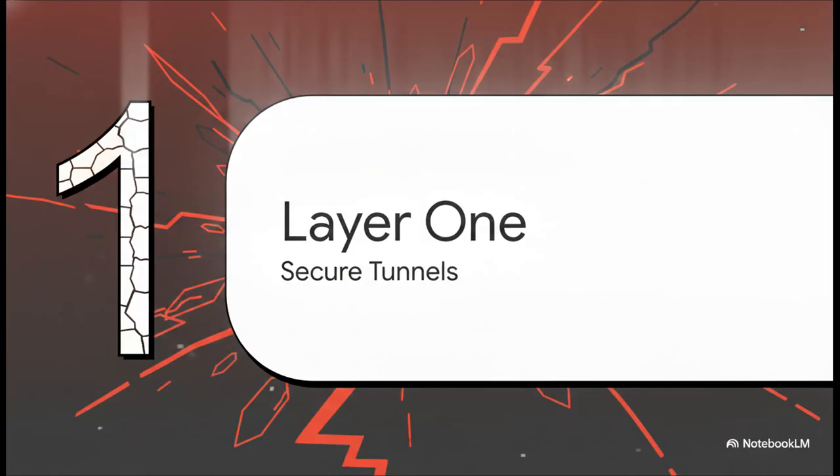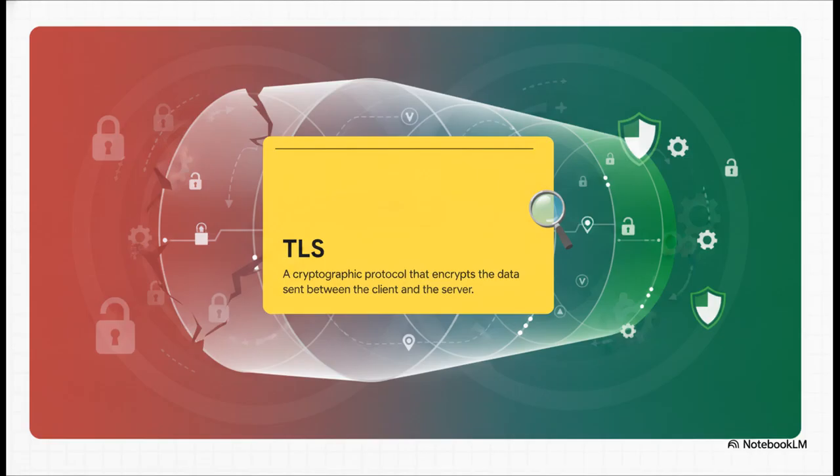Layer 1. Secure tunnels. This is the foundational checkpoint in our security evolution. Before we even care about who is talking, we need to make sure nobody else can listen in, right? So the crucial starting point is Transport Layer Security, or TLS. It's a cryptographic protocol that encrypts the data sent between the client and the server, using digital certificates to establish the connection. Now, when people talk about standard TLS, they're usually referring to one-way verification.